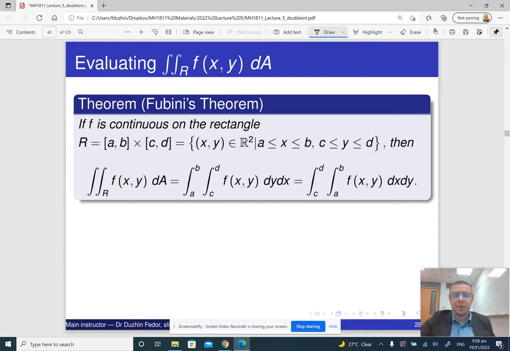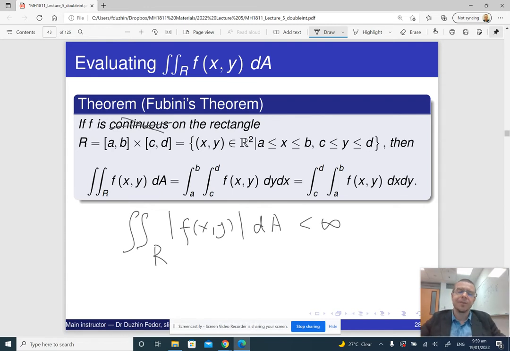And that's basically what Fubini's theorem is. To be honest, here it says that f is supposed to be continuous on the rectangle. It doesn't have to be. If you go to the Wikipedia page on Fubini's theorem, it says that the statement is correct if the double integral of the absolute value of our function f over our rectangle is finite. Then Fubini's theorem is correct.